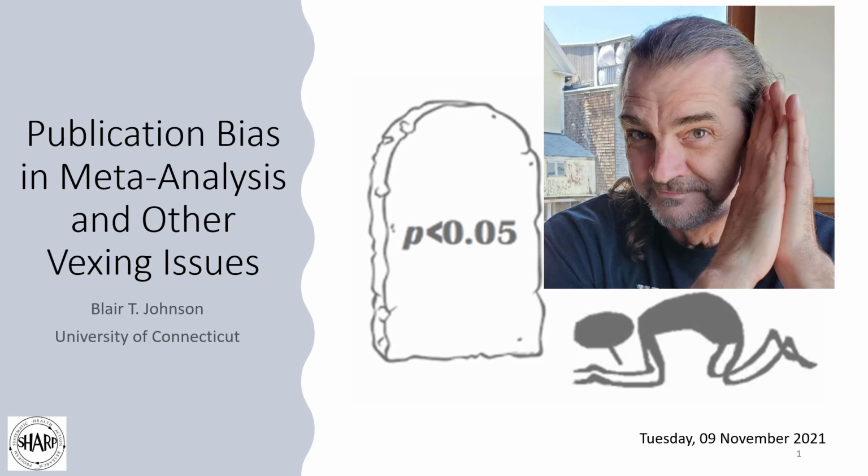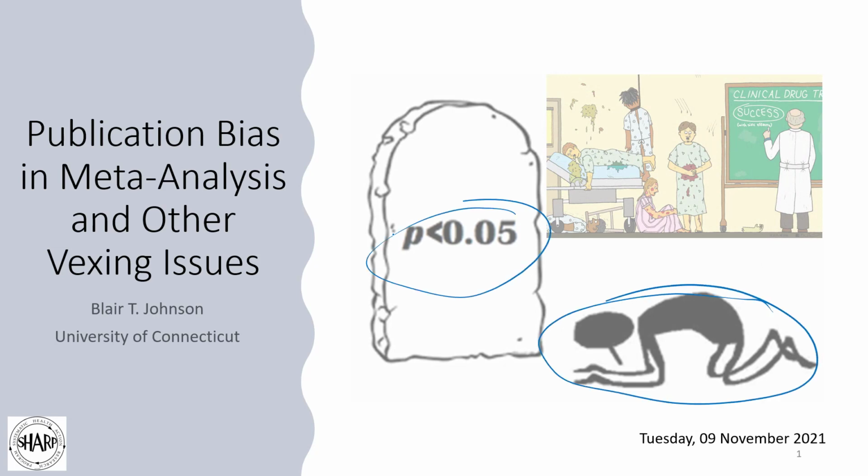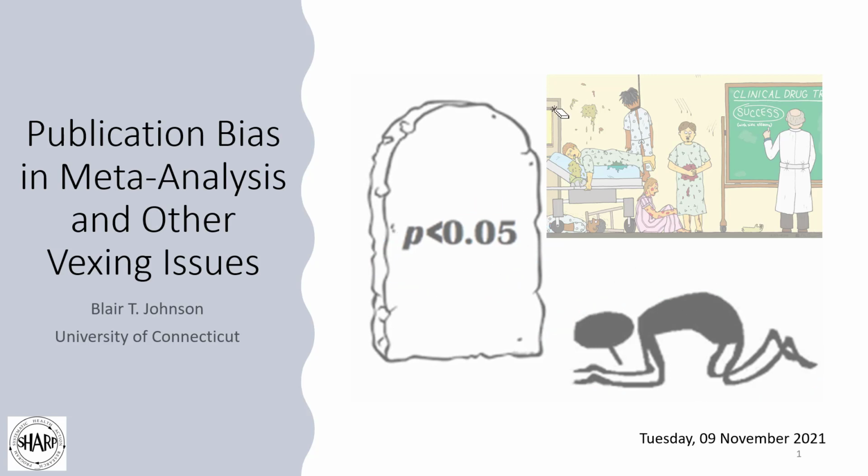Dr. Johnson, and in this talk I'm going to address publication bias and meta-analysis and what I'll call other vexing issues. You'll see this is a difficult issue to address, but meta-analysis is one place where you can do it. So you'll see this icon of worshiping the grave of p less than 0.05 in this talk. And you'll see other disturbing metaphors like what happens to trials and what are they hiding, perhaps.